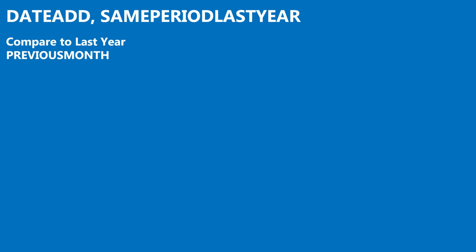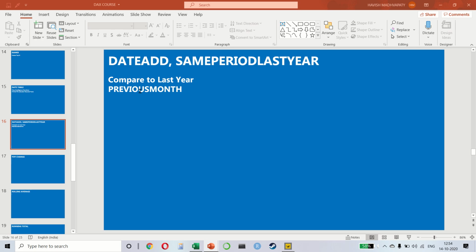In the last lecture, we saw how to create a date table, and we also did total YTD. In this lecture, we want to do two new functions, DATEADD and SAMEPERIODLASTYEAR. And very similar to this, we will do a third function, which is PREVIOUSMONTH. Here is the business problem.